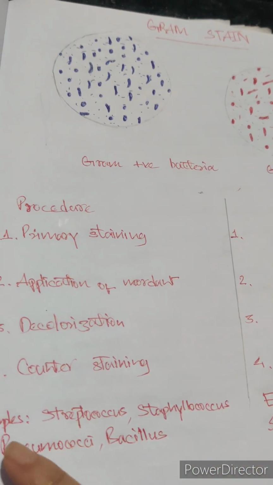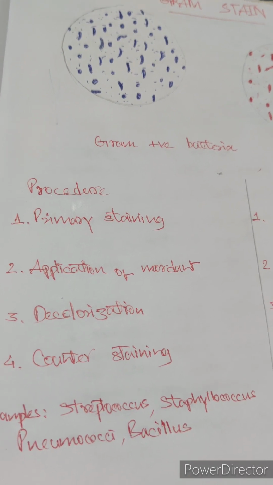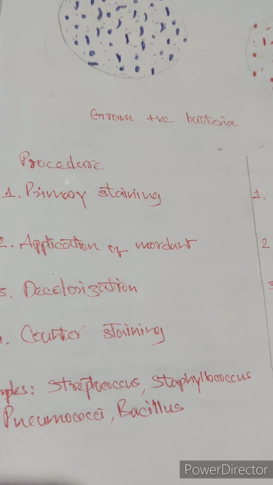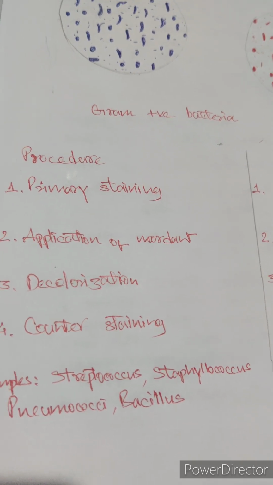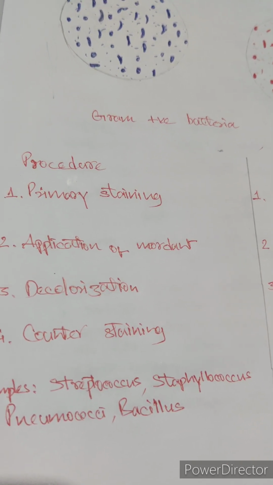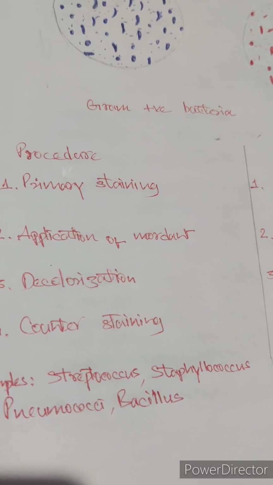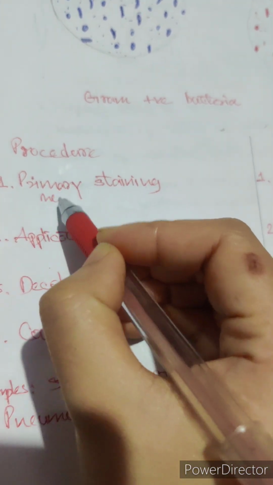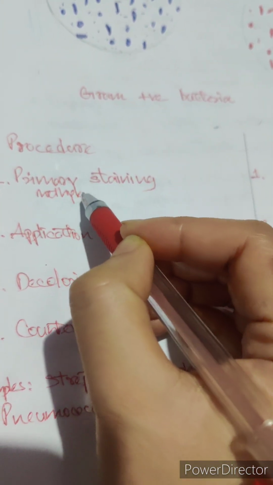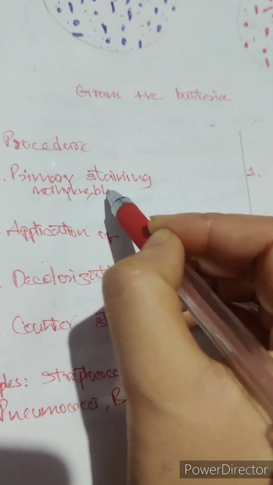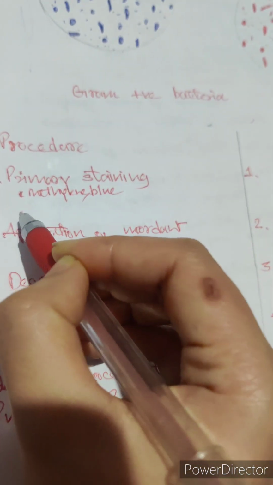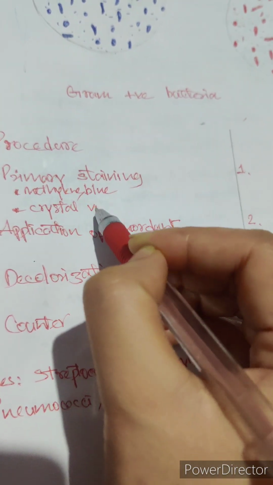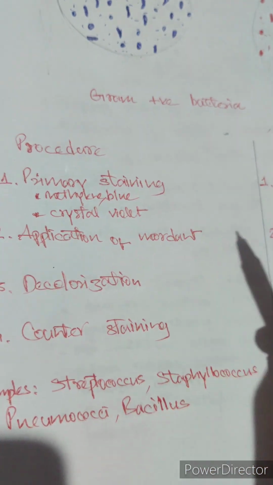So the procedure is, first we take the specimen or the clinical specimens. It could be whatever, the same as we've studied earlier. Then we do the primary staining. The primary staining we use here is methylene blue or crystal violet.